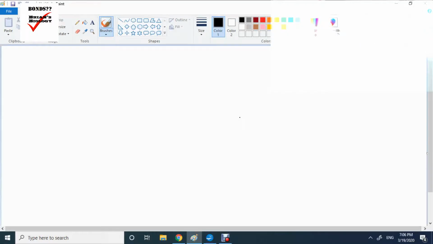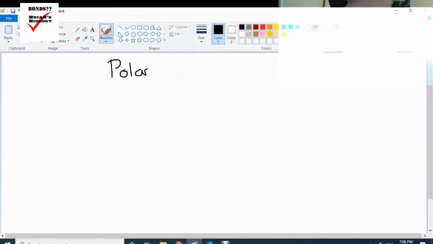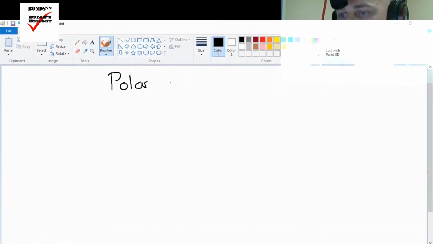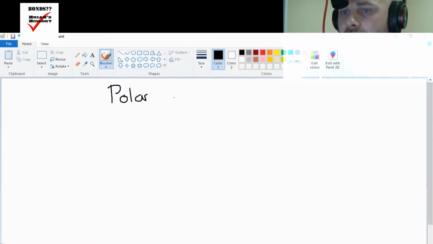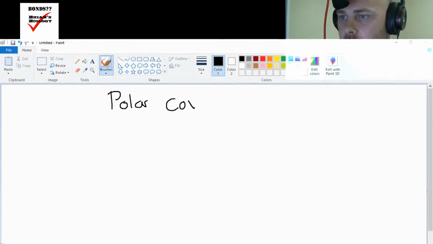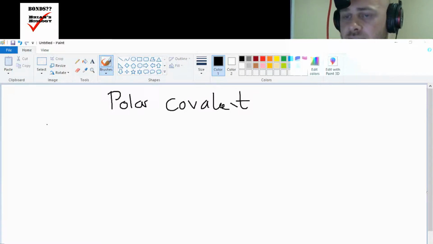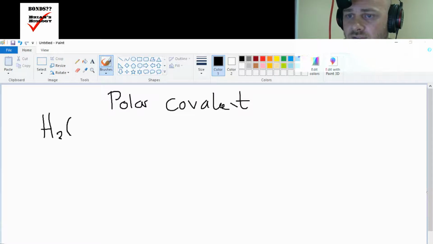Okay, so polar covalent bonds. How are they different to covalent bonds? Well, of course, they have similarities in that they are still sharing electrons, but the way they're sharing those electrons is going to be a little different, and that's going to lead to the polarity of the molecule. So polar covalent bonds, let's have a look at that. And by far the biggest and best example that we're going to have is probably the most important molecule to life, and that is water, H2O.